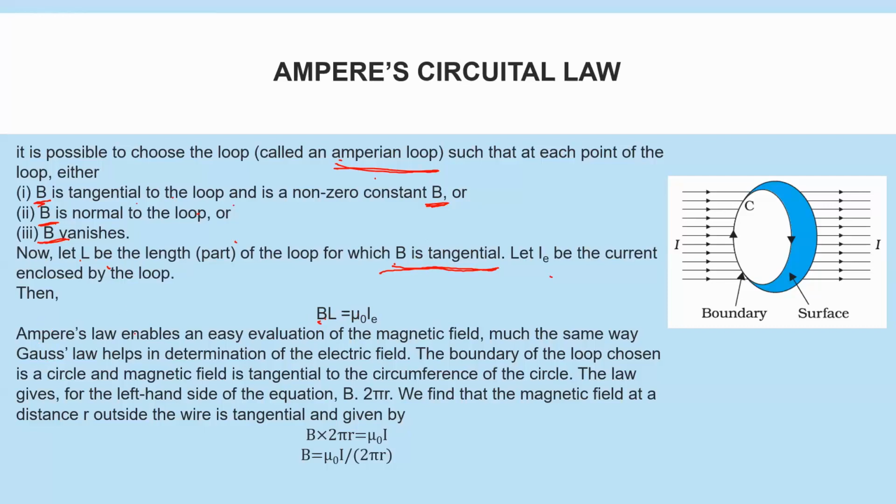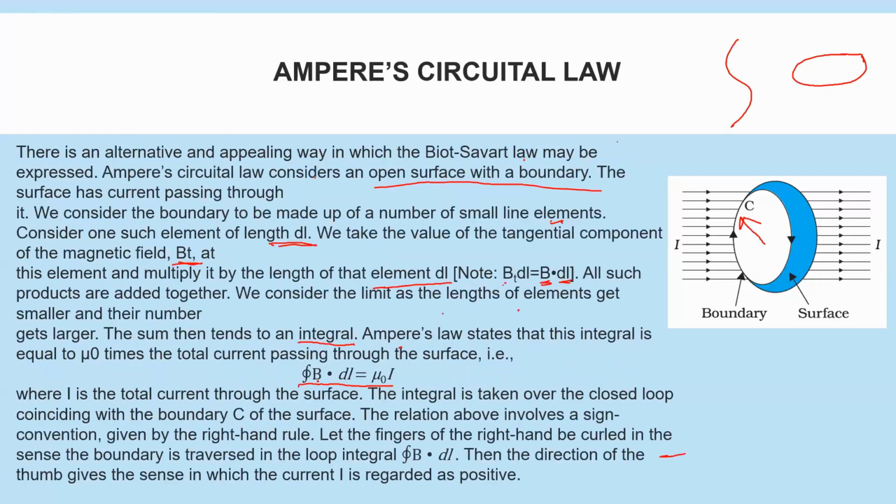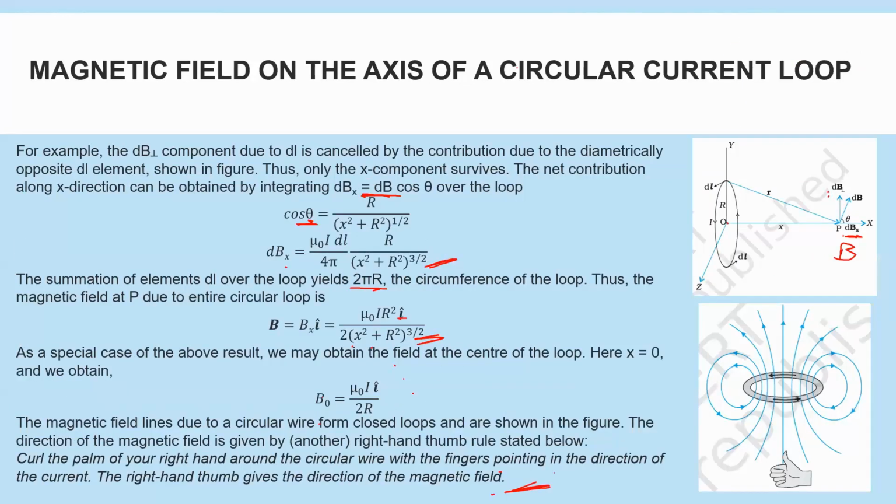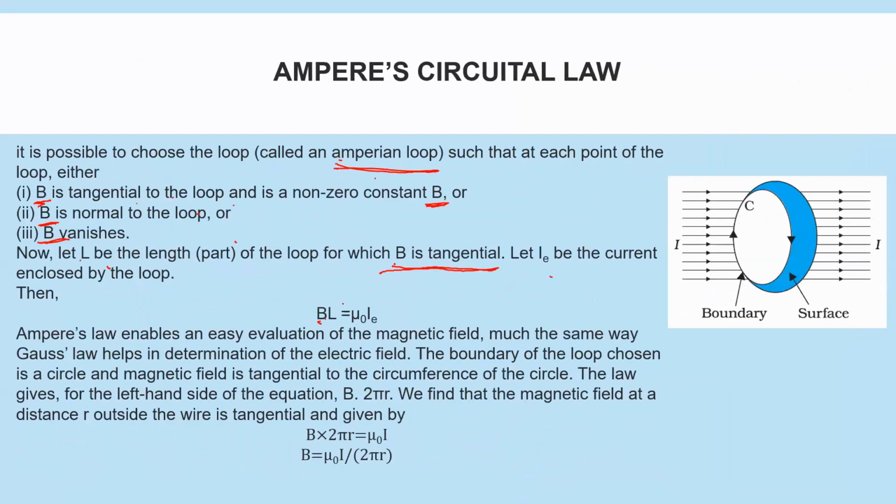Then we can see that Ampere's law enables an easy evaluation of the magnetic field. In Biot-Savart's law you needed a lot of other values. You needed the radius of the loop, you needed the current separately, and you needed the distance between the center of the loop and the point where you are calculating the magnetic field. In Ampere's law it's just a simple relation of the length of the loop, the permeability of free space, and the current enclosed by the loop.